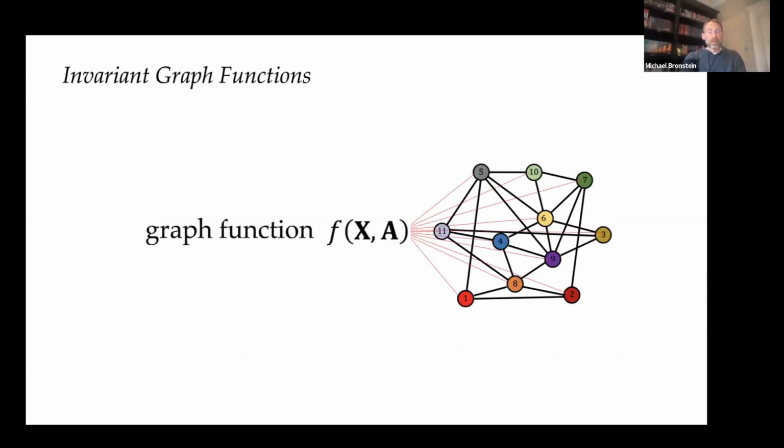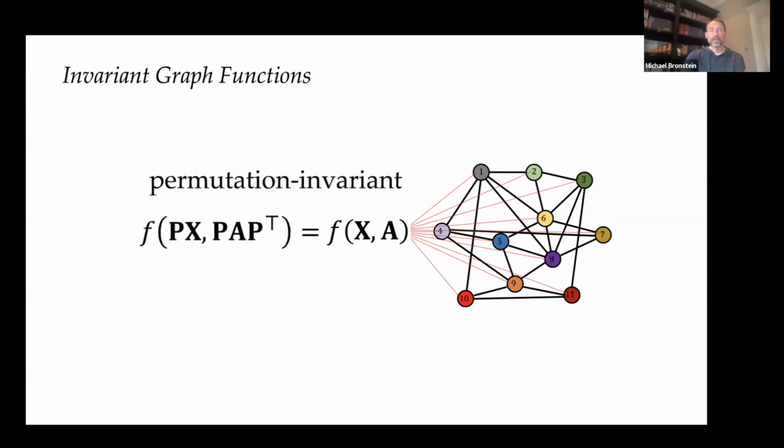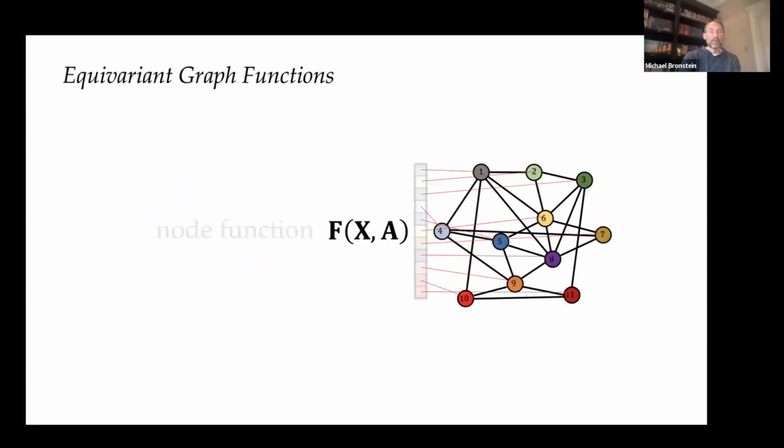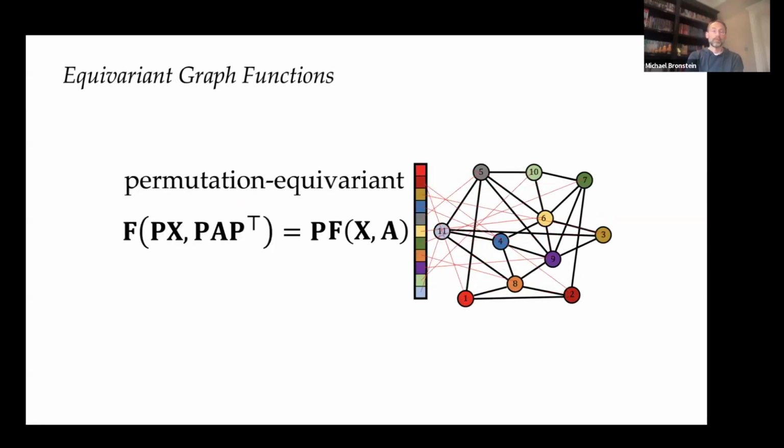So in the first case, we are interested in functions that take as input the graph structure, right? The adjacency matrix A, and the node features in the form of matrix X, sorry. And no matter how I permute their order, the output should be the same, right? So we call this property permutation invariance. In the second type of problems, the output has the same structure as the input. So if I permute the input, the output must be permuted in the same way. We call this property permutation equivariance, right? P here denotes any permutation matrix.